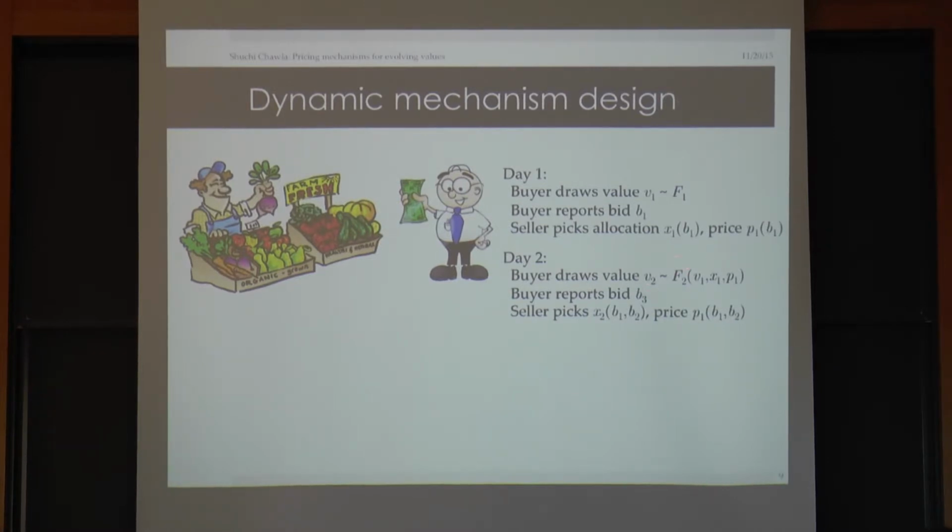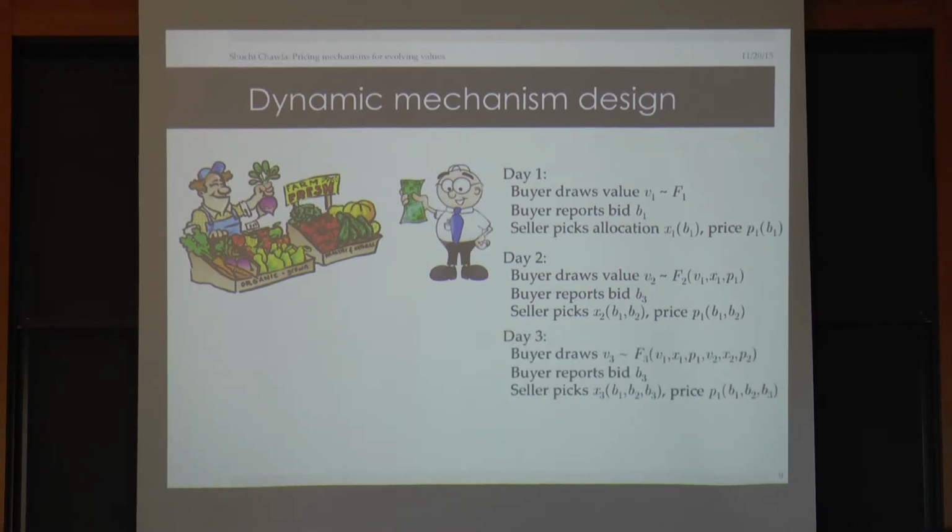And let's say that this F2 is known as long as you know what these arguments are. So we know all the parameters of the problem. And then, I'm sorry, that should be a B2. So the buyer reports a bid B2, and the seller picks an allocation and a price. The indices here are all broken, sorry about that. But these could again depend not just on the second day report, but also on the first day report.